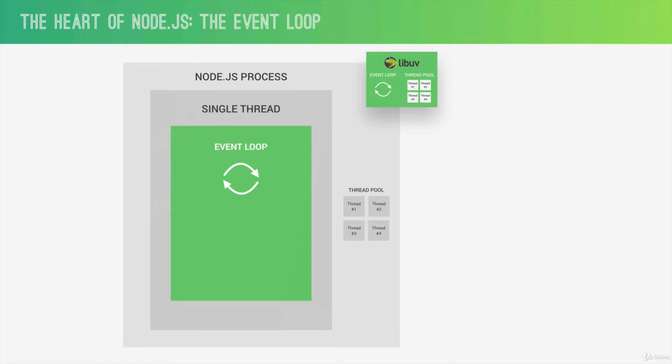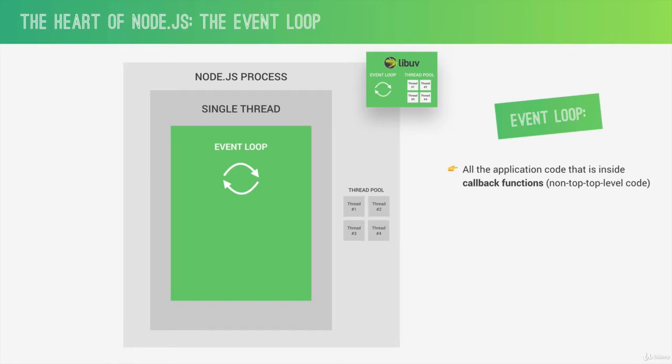Now, the first thing that you need to know is that the event loop is where all the application code that is inside callback functions is executed. So basically all code that is not top-level code will run in the event loop. Some parts might get offloaded to the thread pool as we saw in the last lecture, but it's the event loop that takes care of all this. As I said before, it really is the heart of the node architecture.